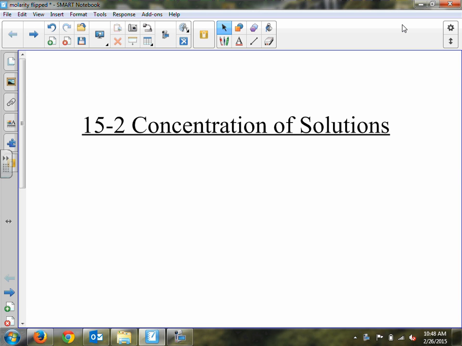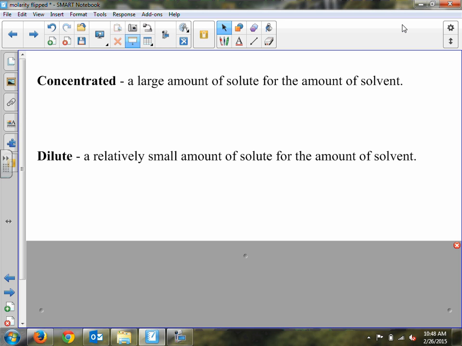First question is, what is the difference between a solution that would be considered concentrated versus diluted? Try and come up with an example of something you think is dilute and something you think is concentrated. These are the definitions that we have for concentrated and dilute. Concentrated is when you have a relatively large amount of solute for the given amount of solvent. And dilute is a relatively small amount of solute for the given amount of solvent.